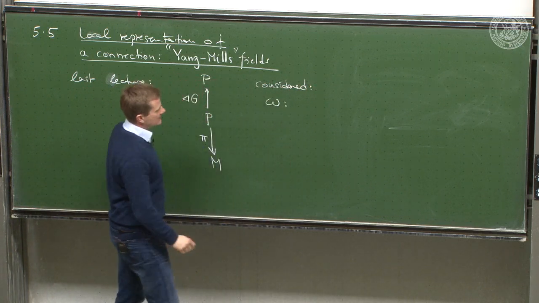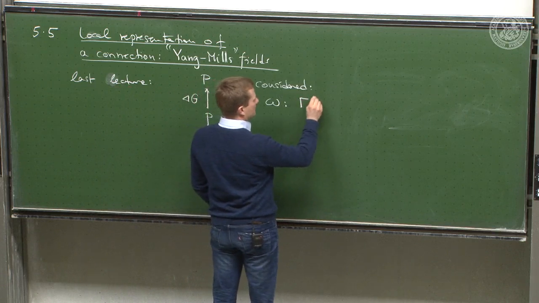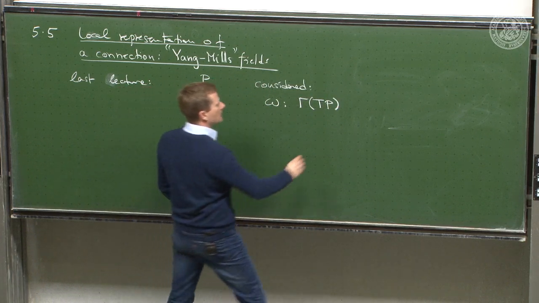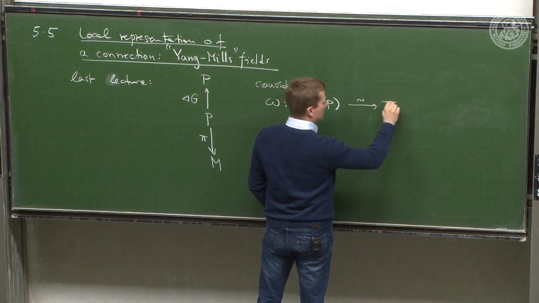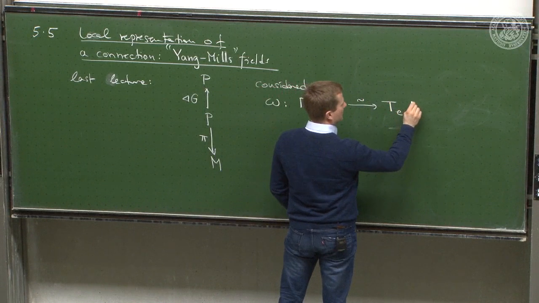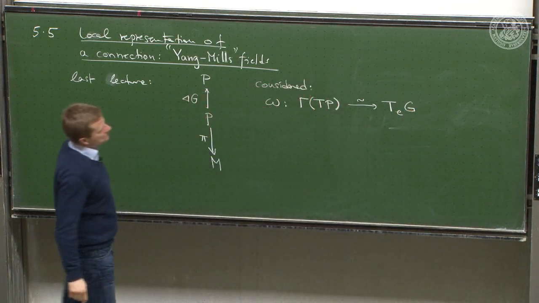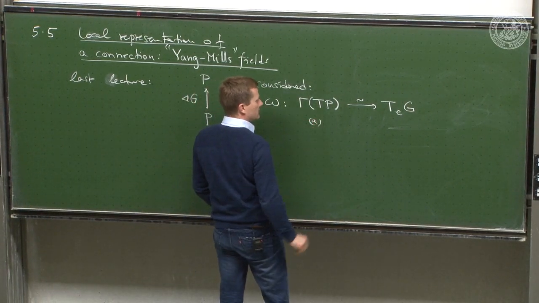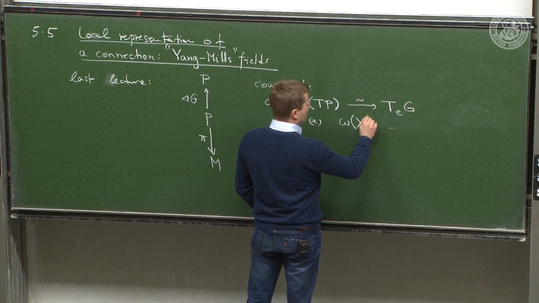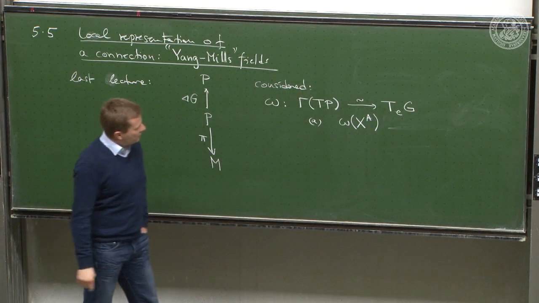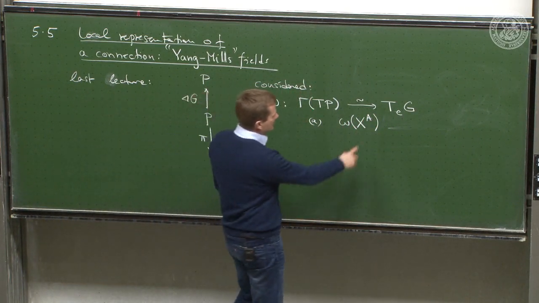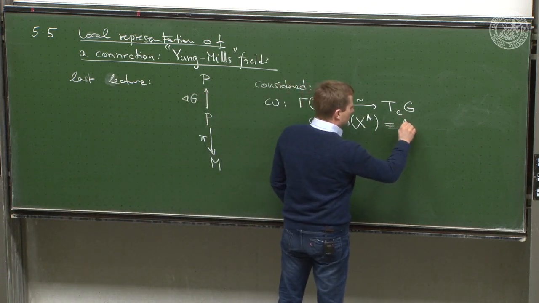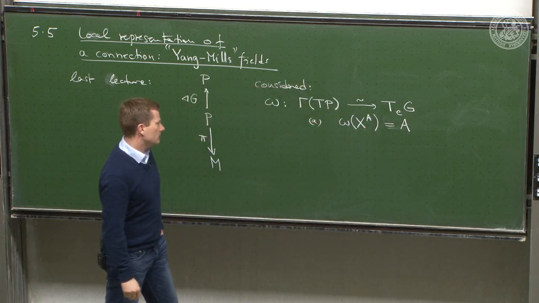So the one form aspect of it is that it takes you from a section of the tangent bundle linearly to, and that's now the Lie algebra valued aspect of it, the Lie algebra of the underlying group, and it had to satisfy two conditions. First, whenever you plug in the vector field on P, X_A, that is generated by a Lie algebra element A, the one form sends you back to this A.